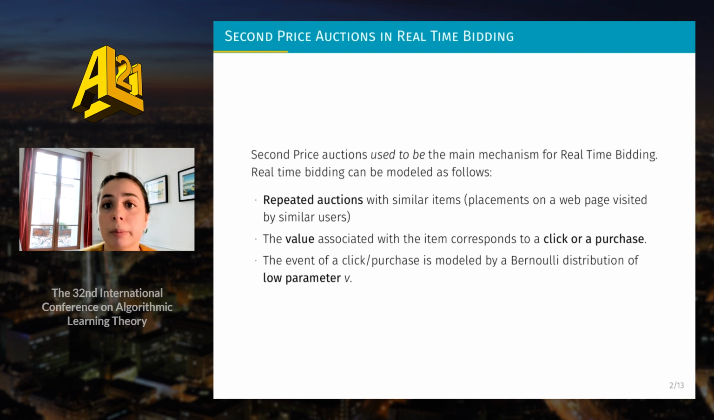Even though they have been largely replaced by first price auctions in this field, second price auctions are still an interesting model for the main system in programmatic advertising, that is, real-time bidding. In this framework, very similar items are sold repeatedly. These items are placements on a web page visited by similar users. The value the advertisers attribute to these placements are materialized by a click or a purchase. These events can both be modeled by a Bernoulli distribution with a very low parameter.